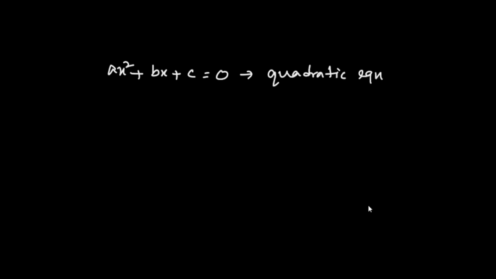An equation which is of the form ax squared plus bx plus c equals 0 is called a quadratic equation. Here a, b, c are constants. In case of quadratic equations, we get two values of x. These two values are called roots of the quadratic equation. Solving a quadratic equation means finding the roots of this quadratic equation.